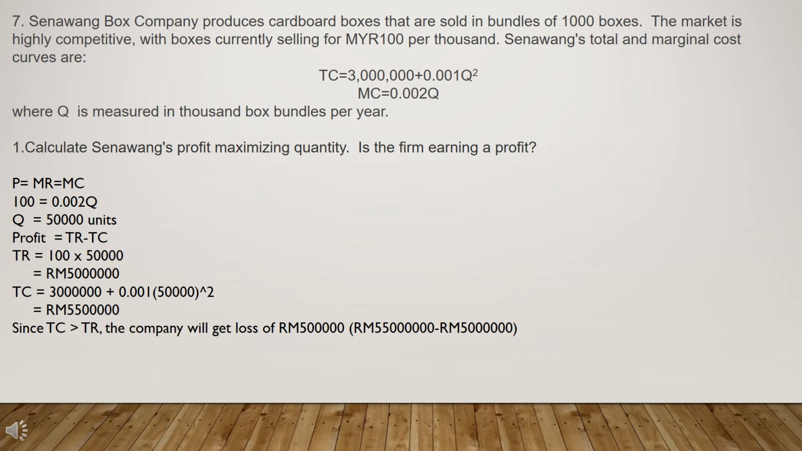To get profit, total revenue less total cost. Total revenue is P times Q, so 100 times 50,000, and we will get 5 million. Total cost is 3 million plus 0.001 times 50,000 squared, and we will get 5,500,000. Therefore, since TC is more than TR, the company will get a loss of 500,000, which we get from TC minus TR.